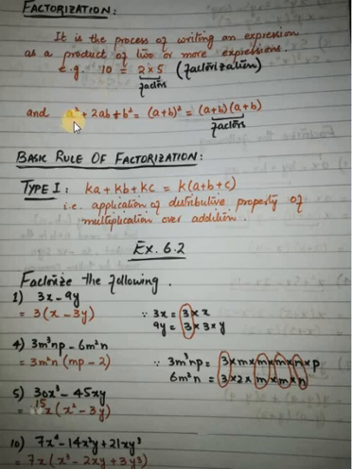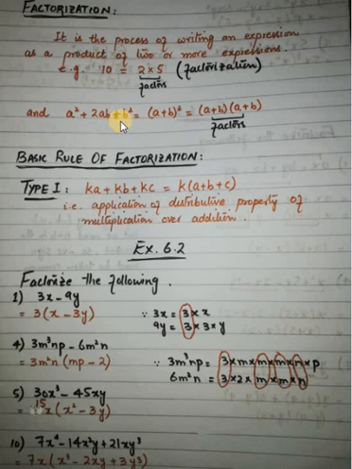So let's consider a very simple example. a square plus 2ab plus b square. You are very much familiar with this formula, which is equal to (a plus b) whole square. Now this (a plus b) whole square can be written as (a plus b) multiplied by (a plus b). So this process is known as factorization, and these two factors, a plus b and a plus b, are the factors of this expression a square plus 2ab plus b square.